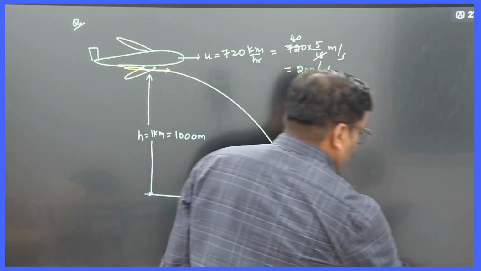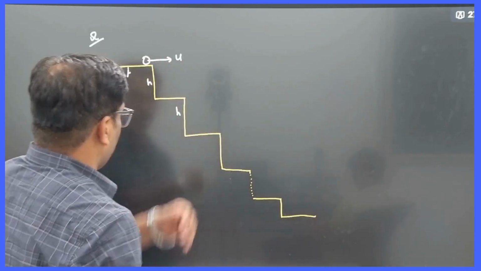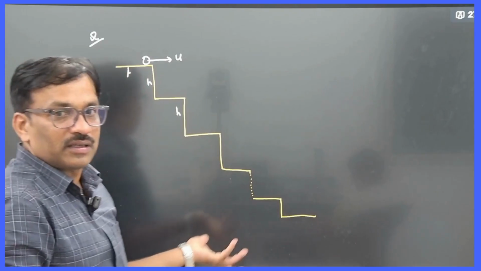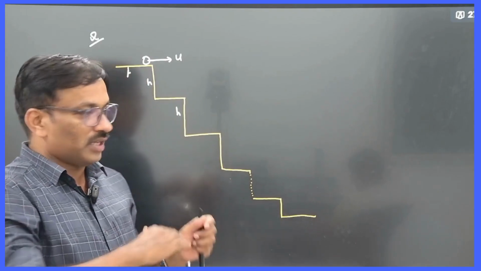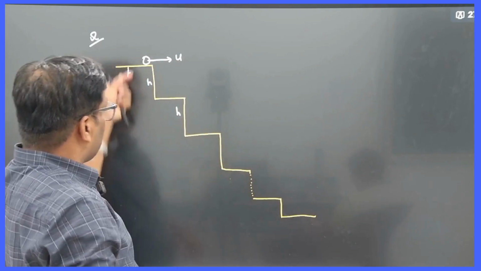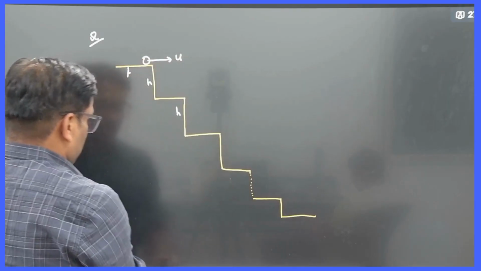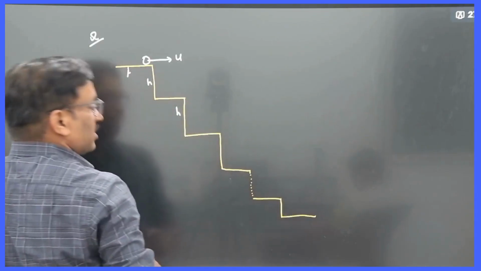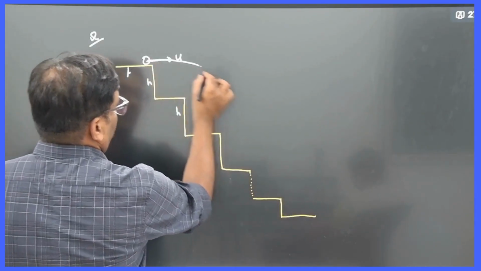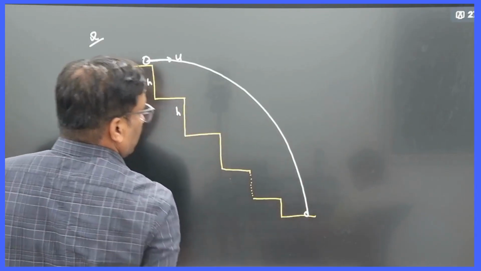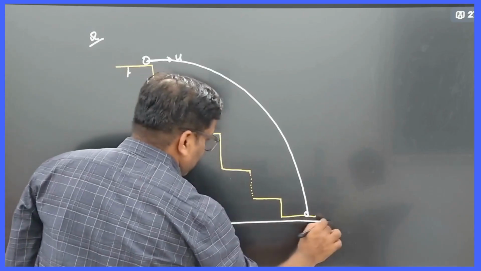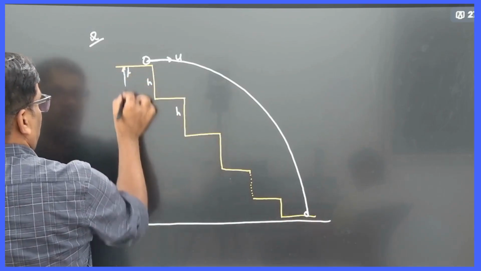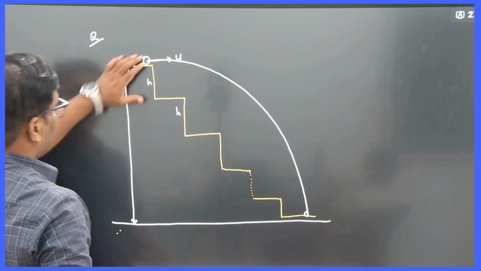Let us do one more question here, where we will see the steps. There is a staircase, and here we are throwing one ball with a velocity u. At which step is it going to hit? So how to do it now? This is also exactly the same.